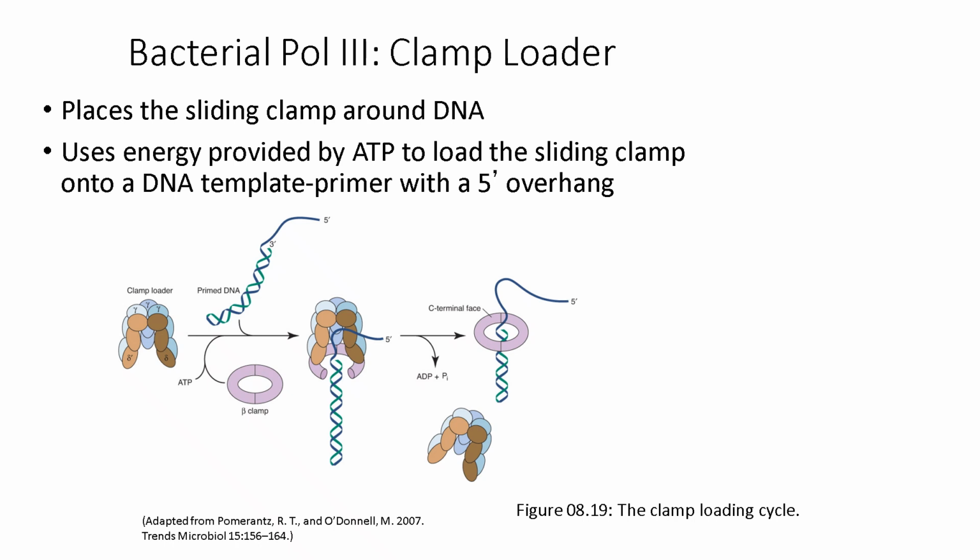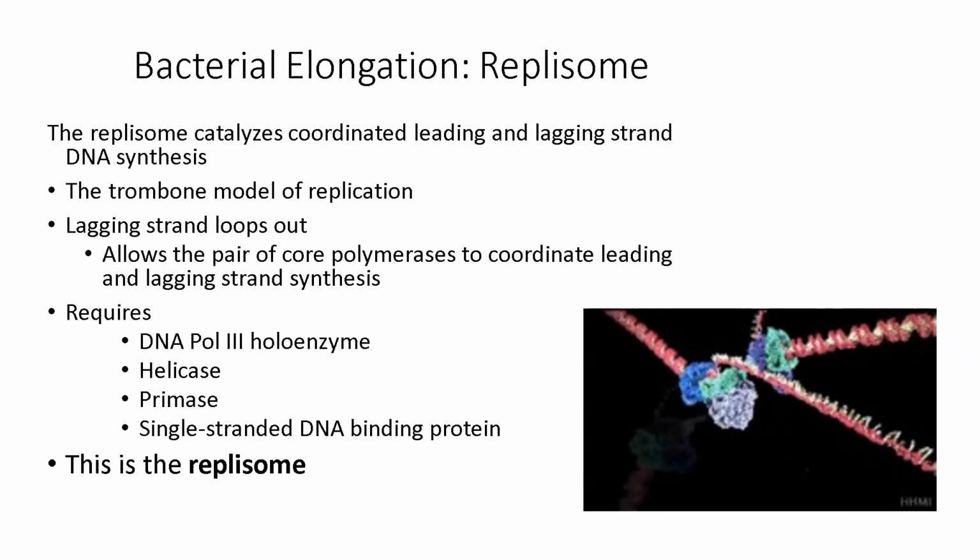The clamp loader complex loads the sliding clamp onto the DNA using energy from ATP hydrolysis. It recognizes a DNA template-primer junction and places the clamp so that it can tether the polymerase to the DNA and begin replication. The replisome is the multi-protein machine that coordinates leading and lagging strand synthesis.